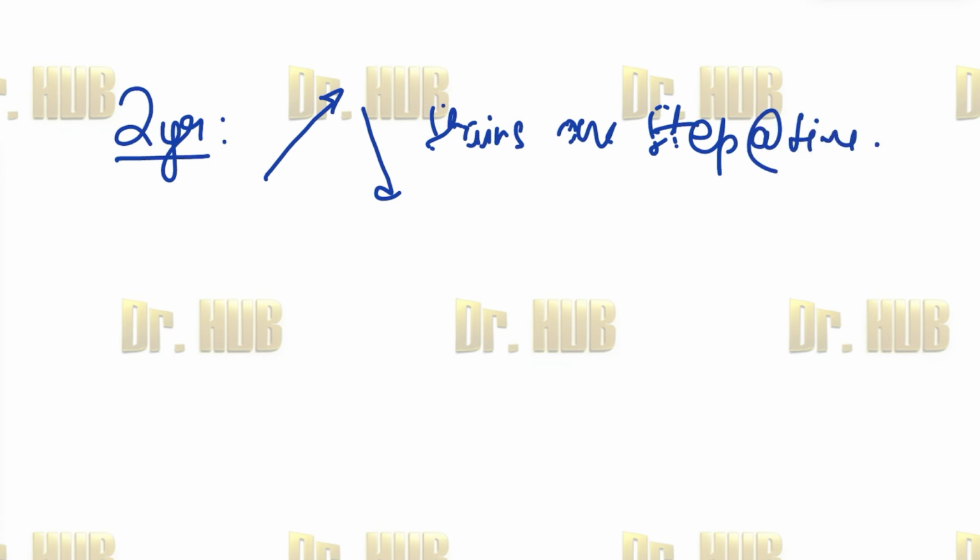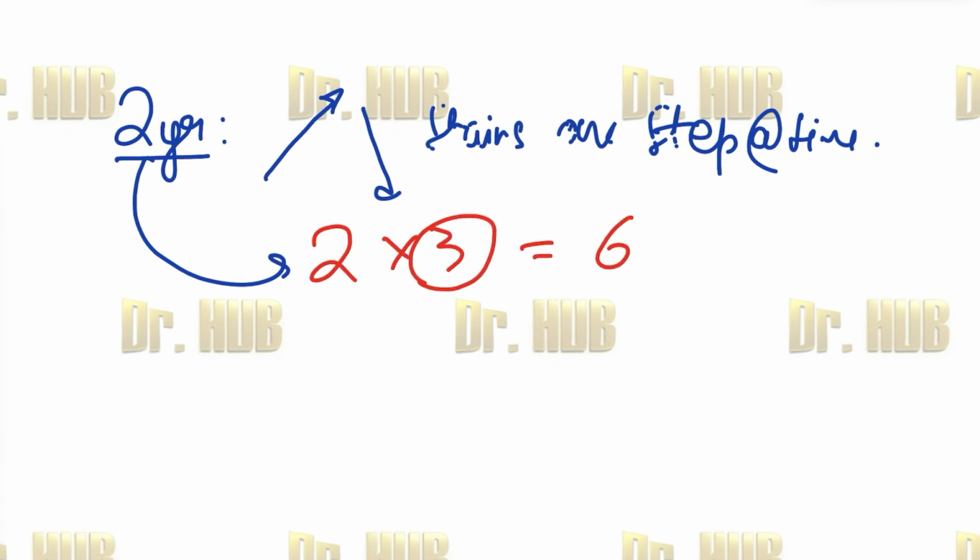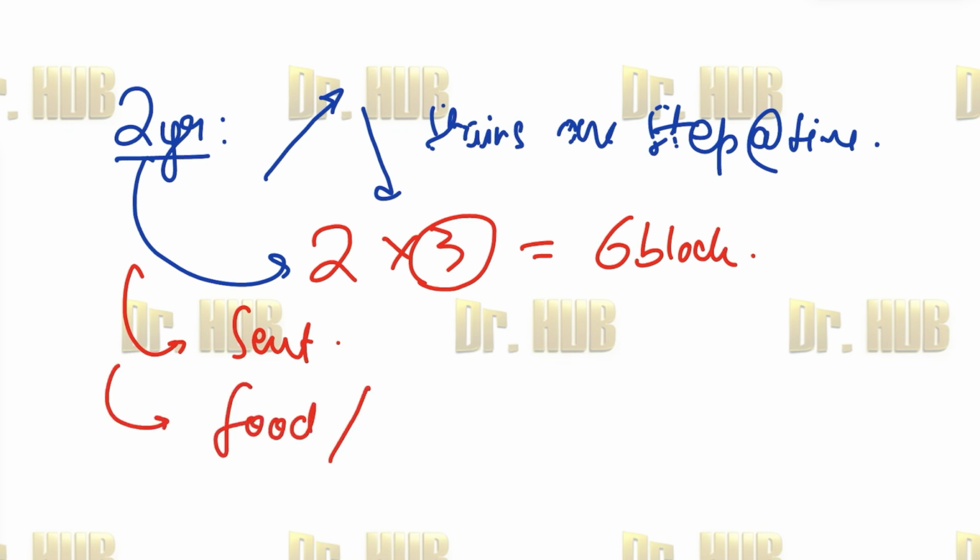And the adaptive milestone is it makes about 6 blocks. We already discussed that in the case of 2, 3 is what we multiply it with, so it is 6 blocks. Next, the language: it is able to make simple sentences. The social milestone is it asks for food, starts toilet training and listens to stories. So the child can ask for food as well as toilet, and starts toilet training.